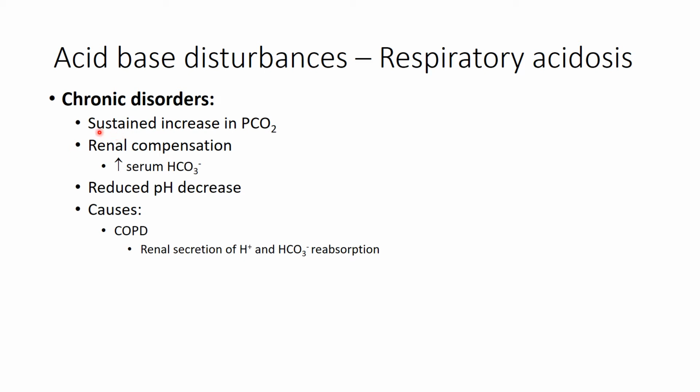We have a renal compensation. We have an increased serum bicarbonate, so the kidneys are increasing their reabsorption and probably production. And so we see a reduced pH decrease, actually, so this buffers a little bit. In chronic obstructive pulmonary disorder, we see the renal secretion of hydrogen and bicarbonate secretion to compensate for the increased PCO2.